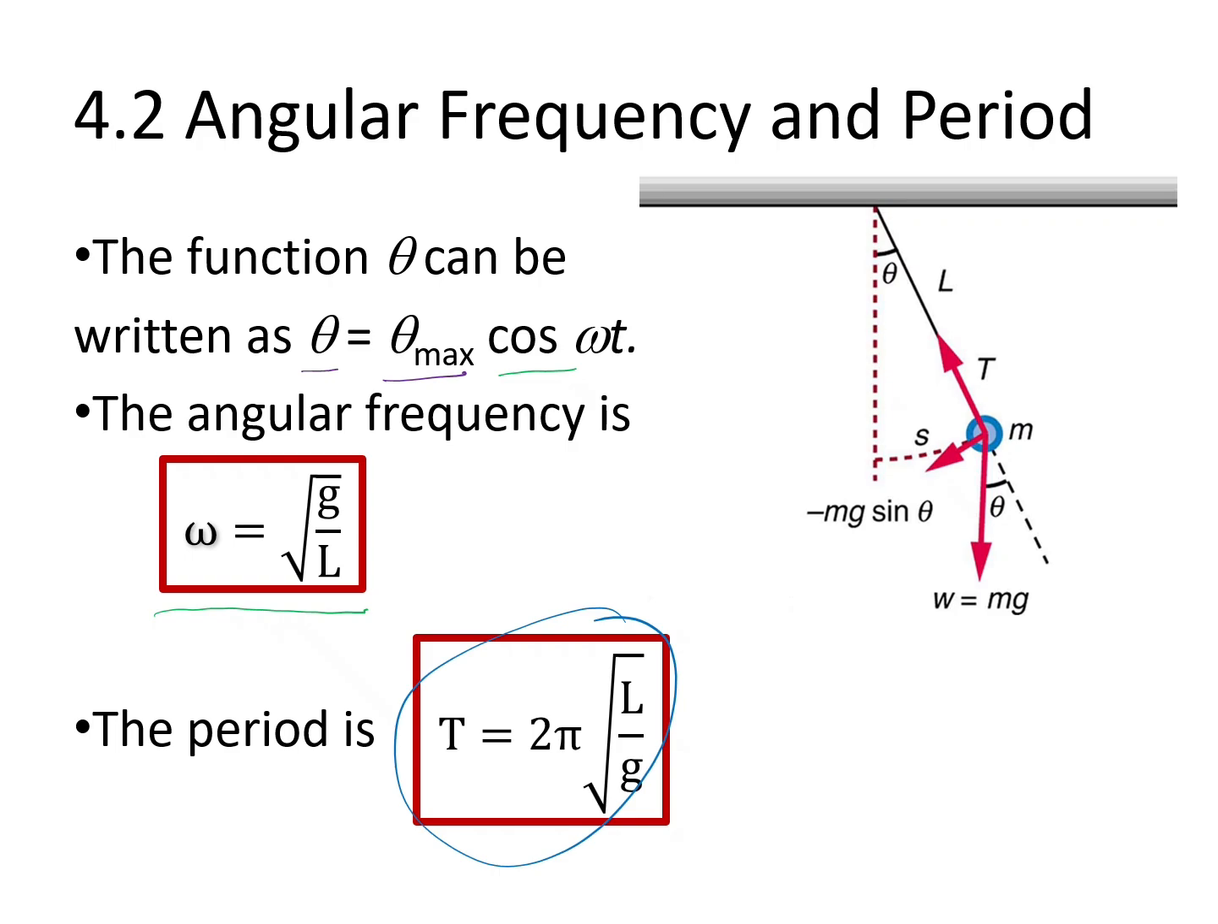It tells us that the period increases when the length increases. A longer pendulum takes more time to swing back and forth. It also tells us that the period does not depend on the mass of the bob.